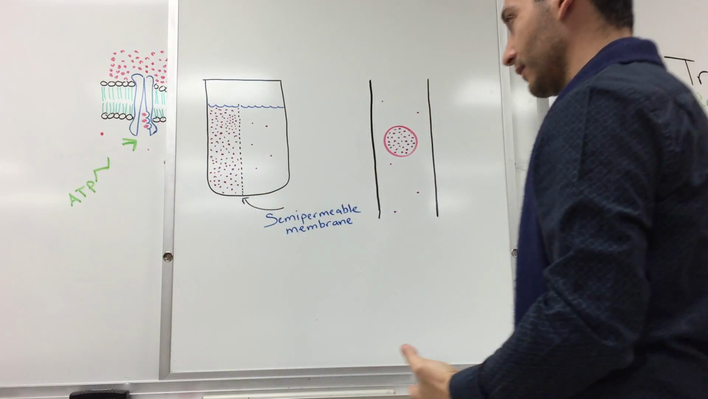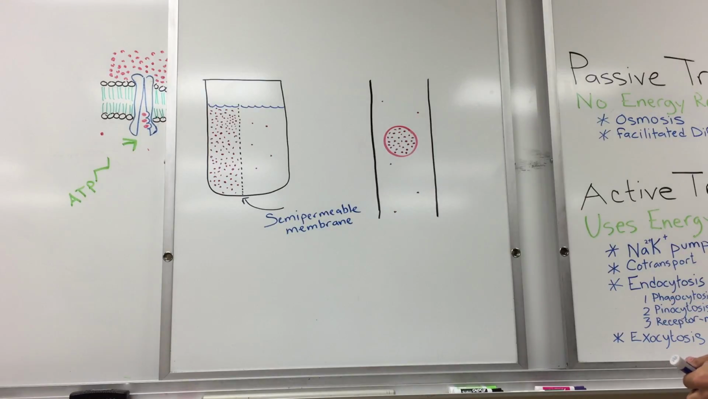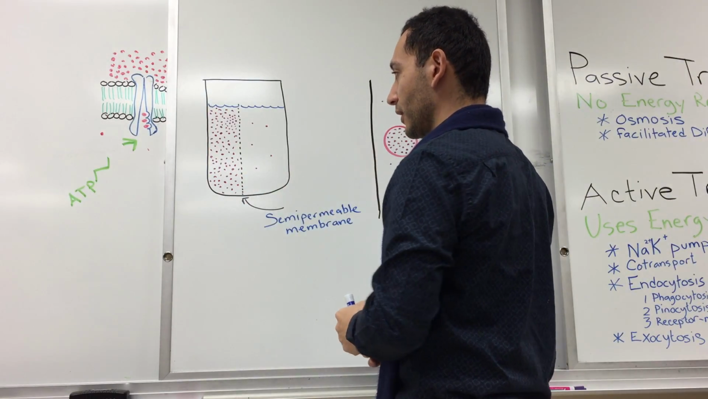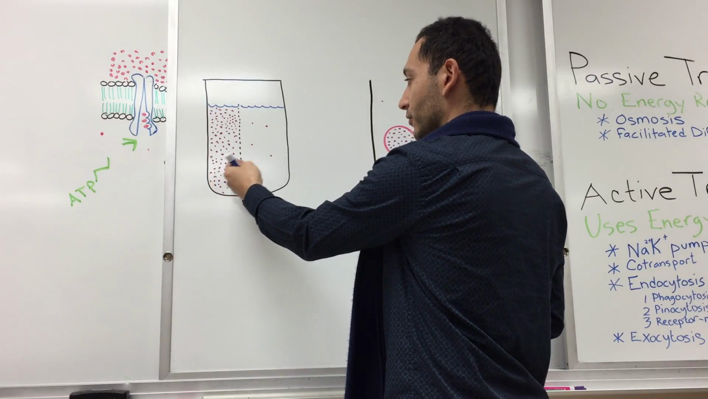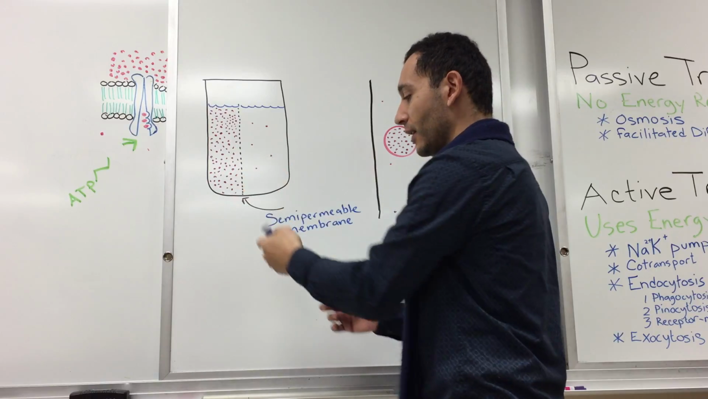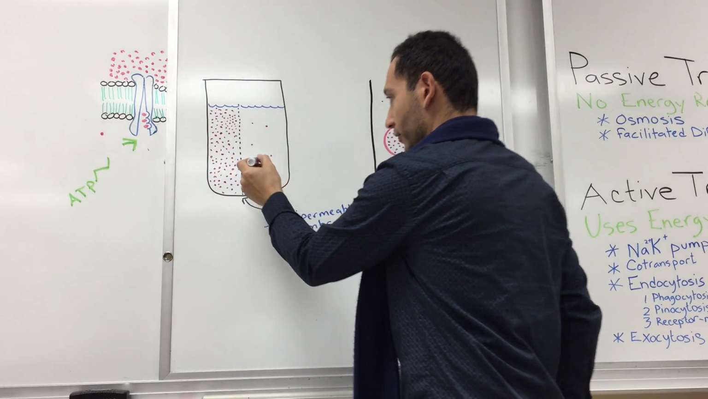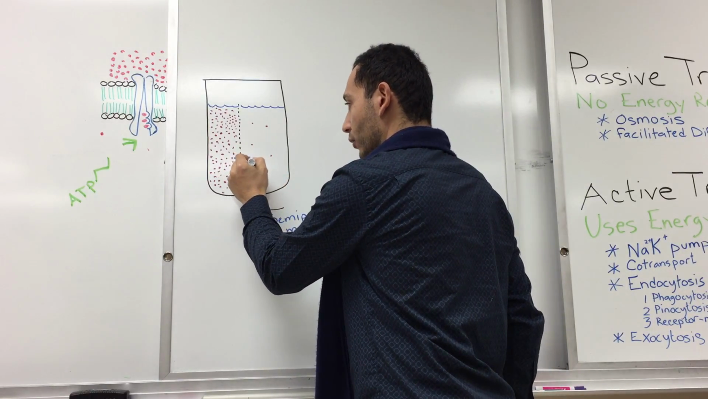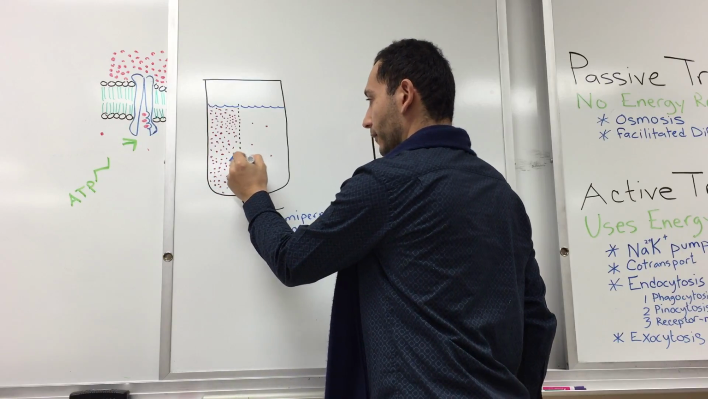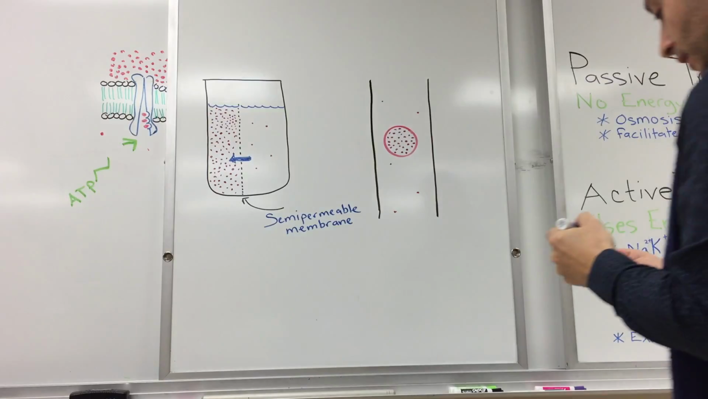But they can't move. Water does move, and so water moves in the opposite direction. If salt wants to go from high concentration to low and can't, water will move the other way. And the question is why? Why will water move from the right to the left?